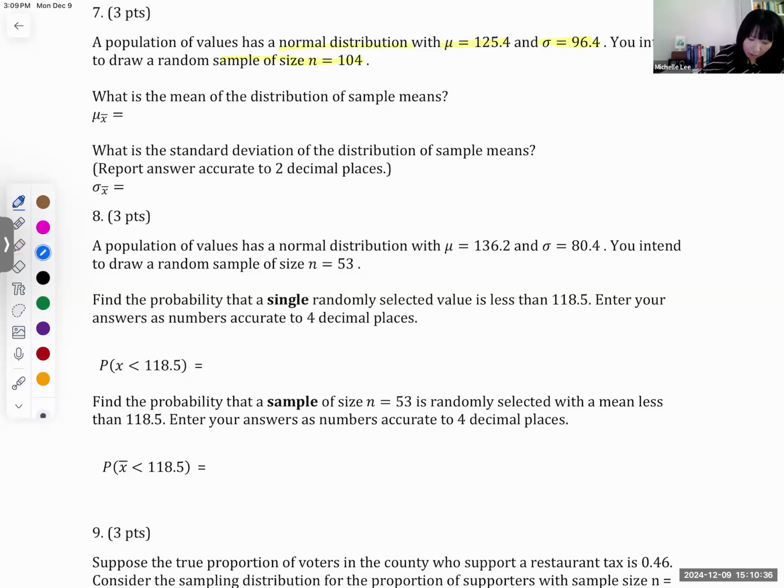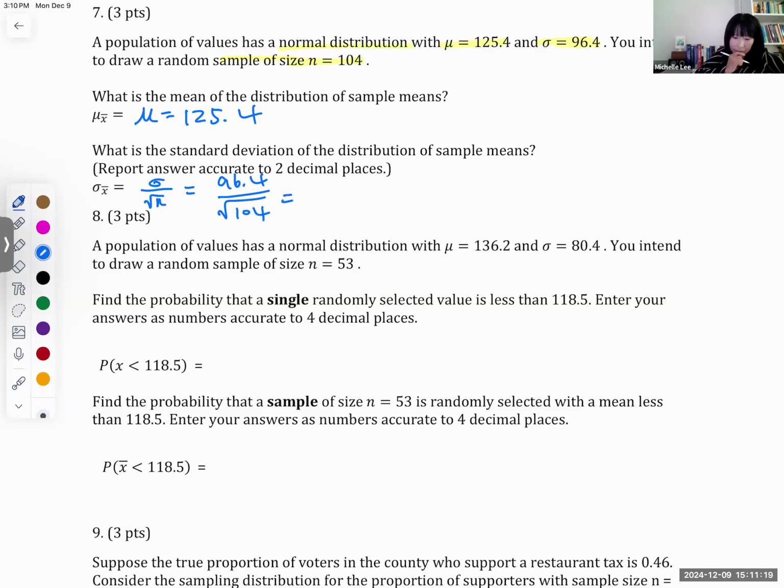Thank you. It's mu. Very good. Then we have 125.4. What's the sigma sub x bar? I'm sorry, sigma sub x bar, not the mu sub x bar. Very good. Sigma over square root of n. Okay. Sigma, which is 96.4 over square root of 104.